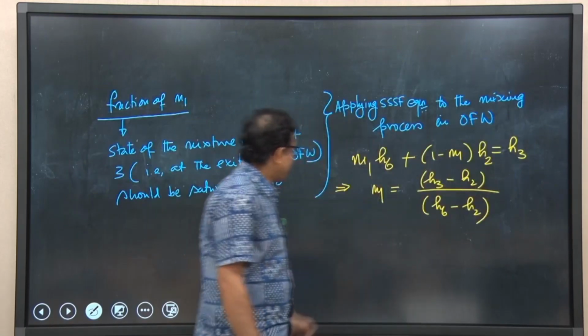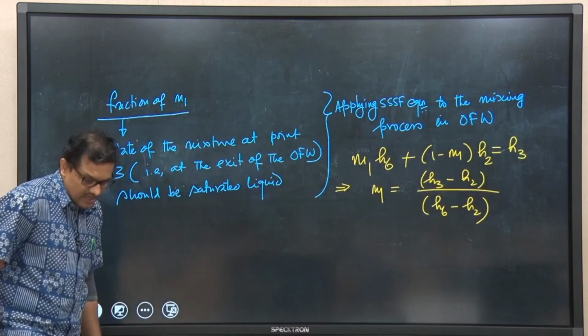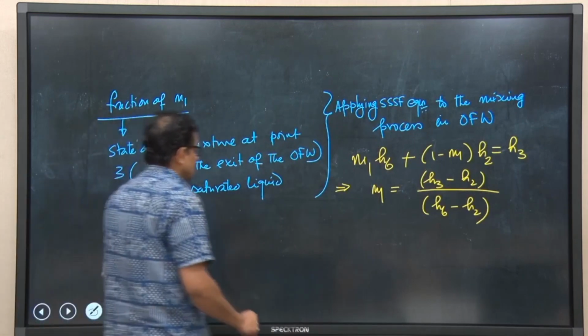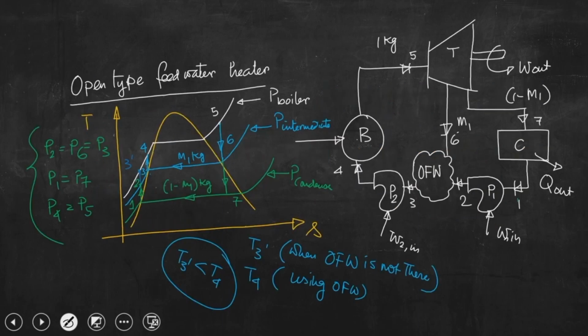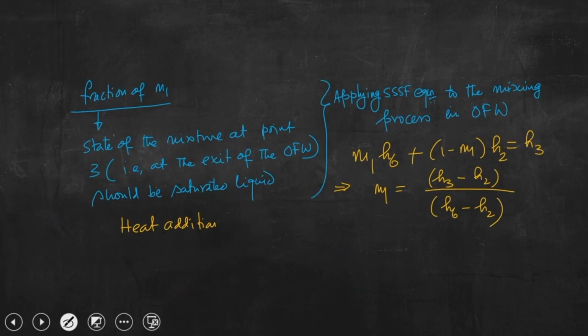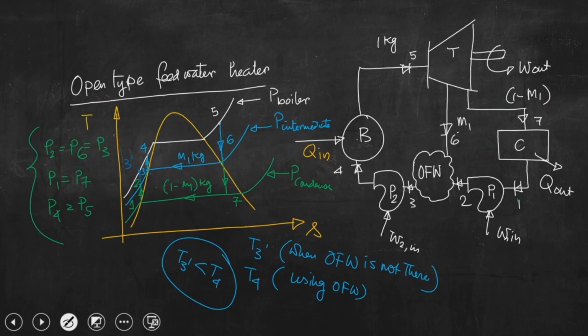Okay. So, fine. Now, to complete, you can understand what is QH. Heat addition, I am writing Q in. So, what is Q in? Q in is equal to H5 minus H4.